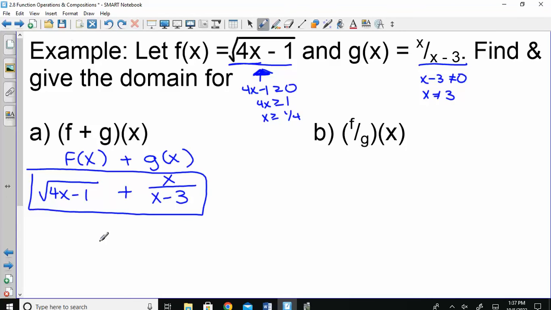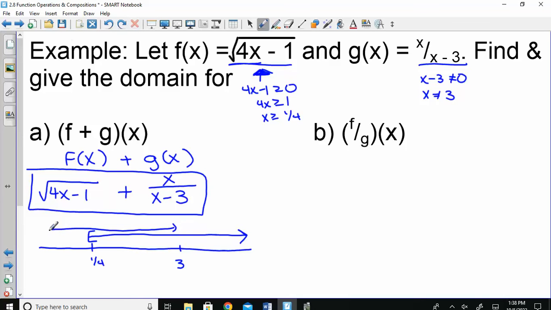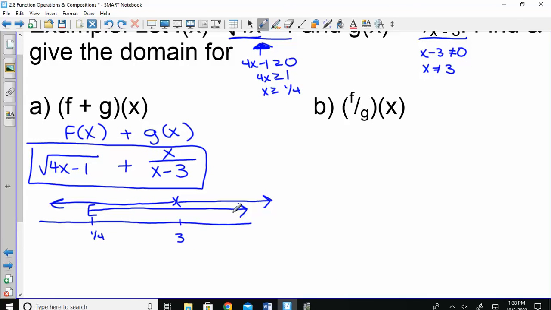So for this domain, I have to put these two statements together somehow. I'm looking for interval notation. So if it helps, you might even draw yourself a number line. It doesn't have to be real precise. Greater than or equal to 1/4 would start at 1/4 and go forever. Not equal to 3 is everything except 3. So everything smaller than 3, everything bigger than 3. I want the overlap. What is included by both of those?